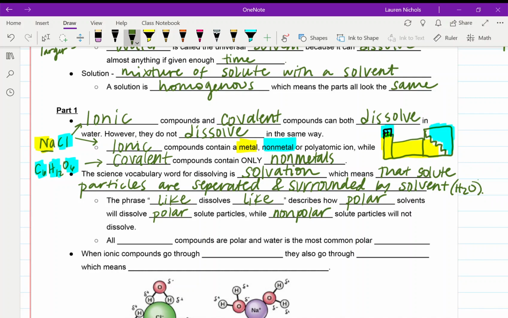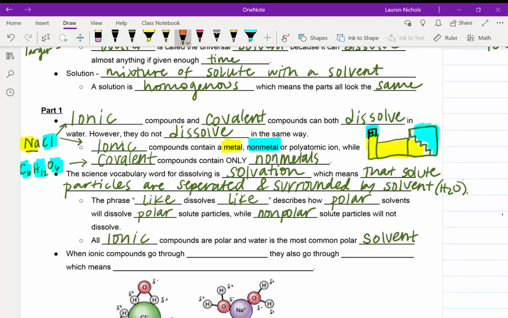And so keep in mind, again, this is vocabulary from first semester, that all ionic compounds are polar, and water is the most common polar solvent. Now, when we talk about why water is polar, remember, water is oxygen surrounded with two covalent bonds to hydrogen, and so it is covalent. However, water has a high electron density around this oxygen, and its electronegativity, or its strength in being able to pull the electrons, is much higher.